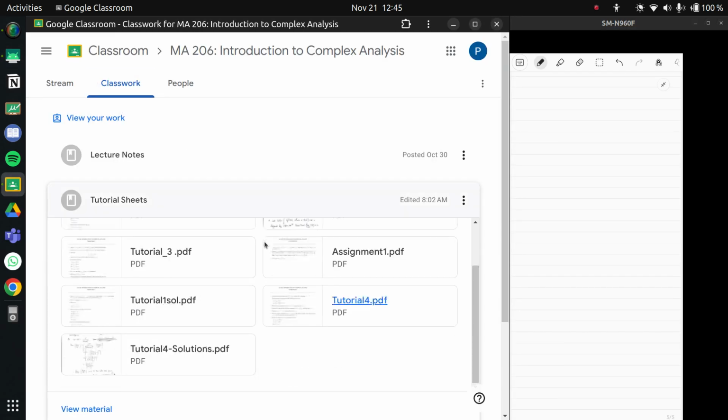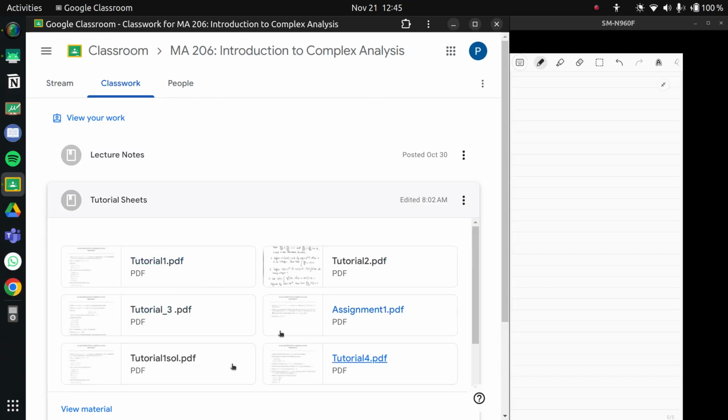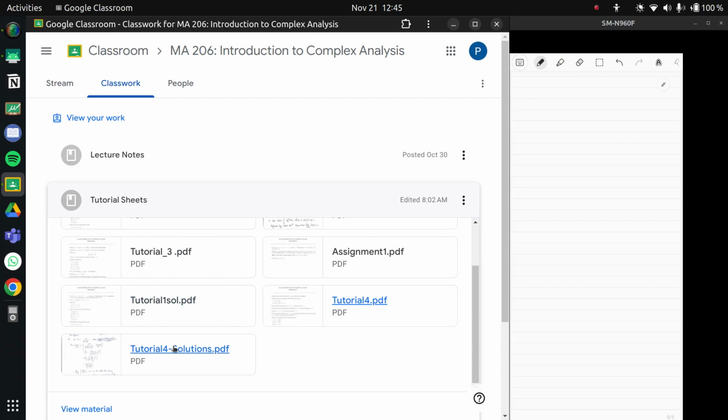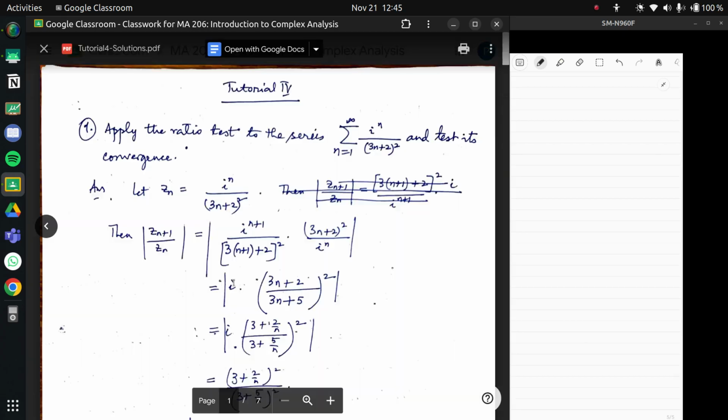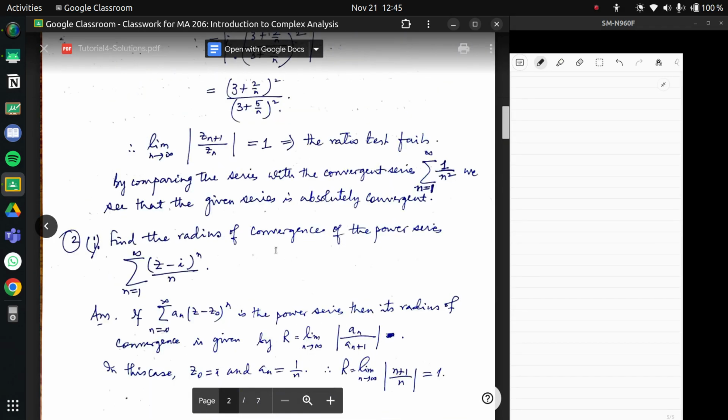Wasn't there like an assignment or something? That's assignment 1. This is tutorial 3, 2, 1, whatever. I just need more questions at this point. So this tutorial something. Okay, let's try to do it.